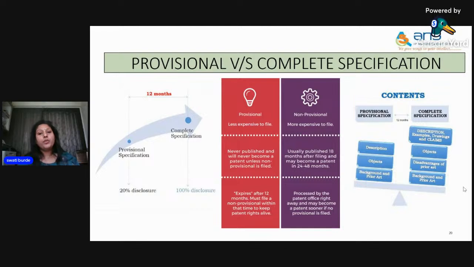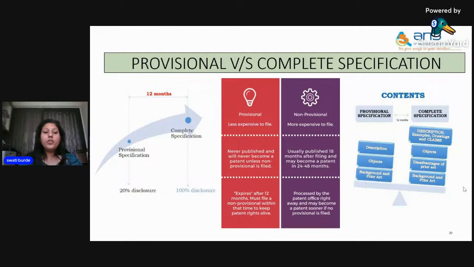So now, the difference between provisional and complete specification. Provisional is, as I have told, if you have an idea, based on an idea, you can file your provisional application. A provisional application is never published. After 12 months, you have to file your complete application. Suppose you fail to file the complete application within 12 months, then your provisional application gets automatically abandoned, and you will lose your priority. So hence it is suggested that you file your complete specification within 12 months to keep that priority.